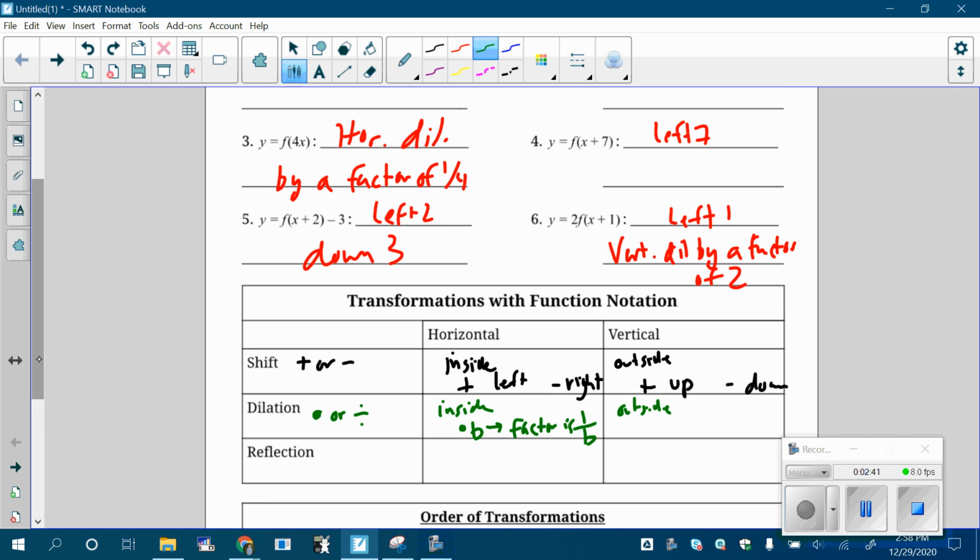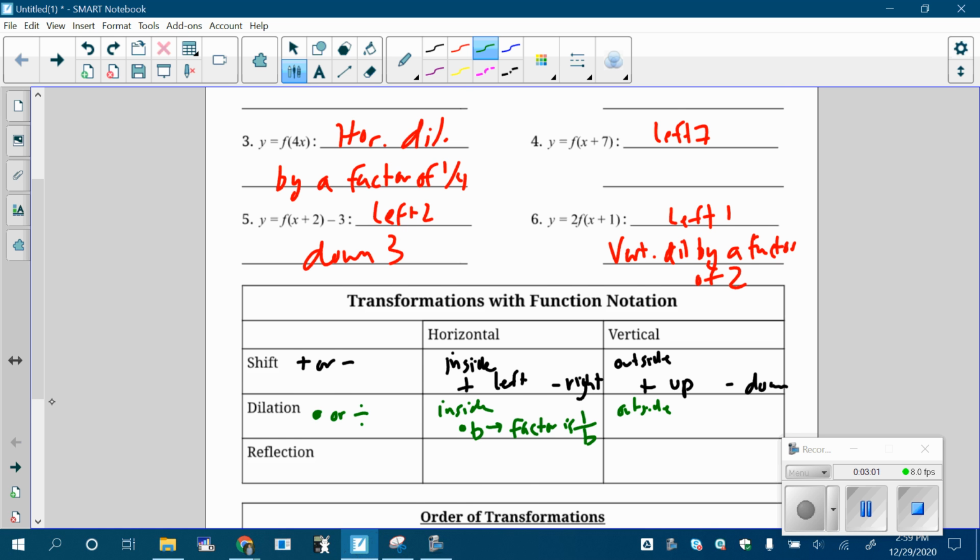For instance, if you look at number 3, it's a times 4 on the inside. Because it's times, it's a dilation. Okay, but it's on the inside, so it works backwards. So you don't do a horizontal dilation by a factor of 4. You have to make it into a fraction. You have to form the reciprocal. And so it's a dilation by a factor of 1 over 4.